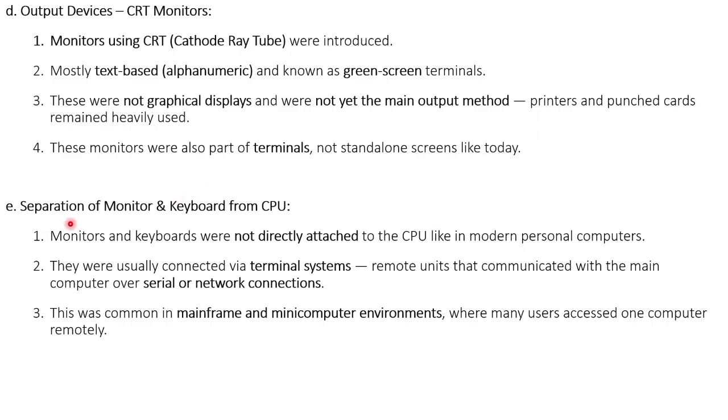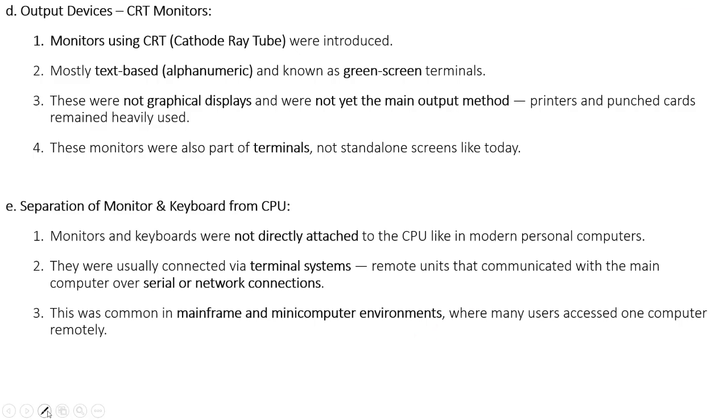Now the fifth advancement is the separation of monitor and keyboard from the CPU. Monitors and keyboards were not directly attached to the CPU like in modern personal computers. They were usually connected via a terminal system, remote units that communicated with the main computer over serial or network connections. This way was common in mainframe and minicomputer environments, where many users access one computer remotely.